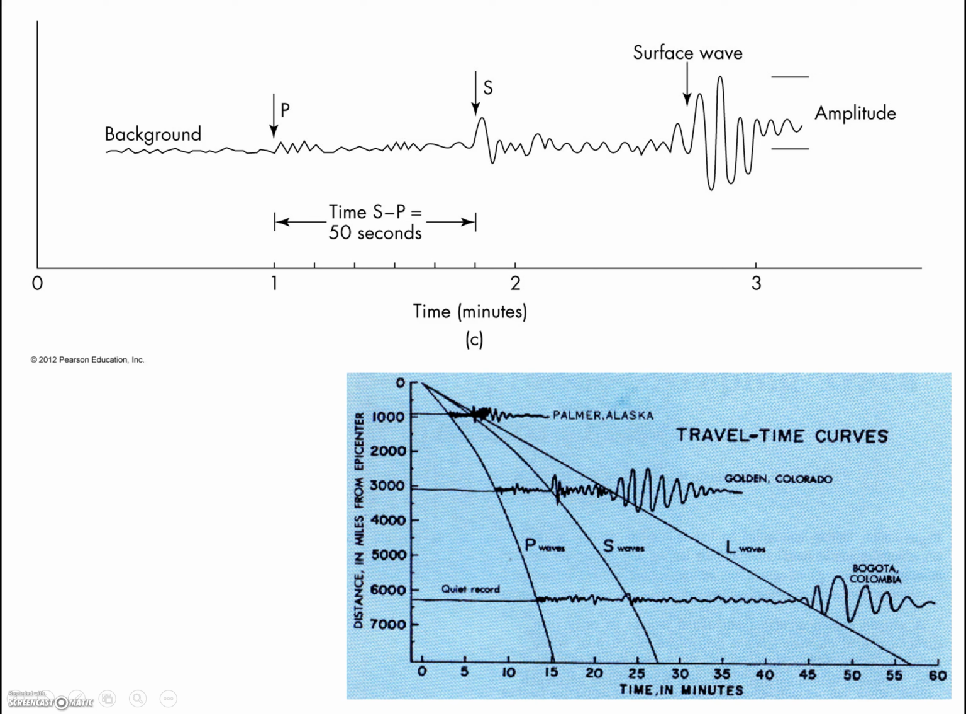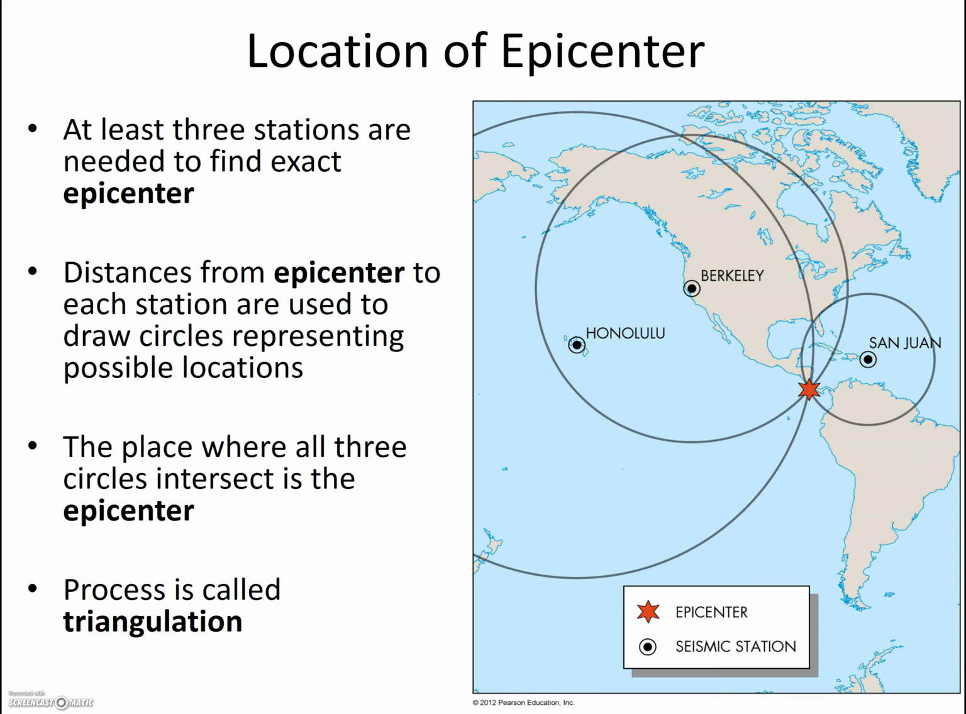To find the epicenter, at least 3 stations are needed. Distances from the epicenter to each station are used to draw circles representing possible locations. The place where all 3 circles intersect is the epicenter. The process is called triangulation and is depicted in this image.